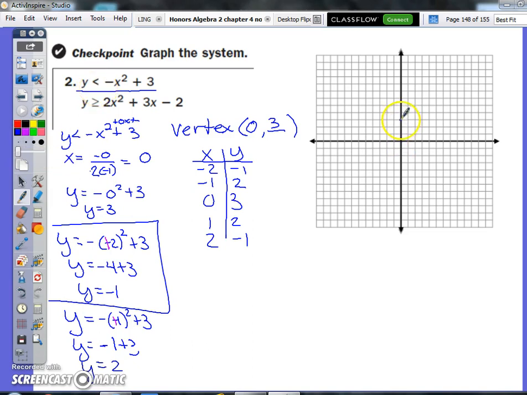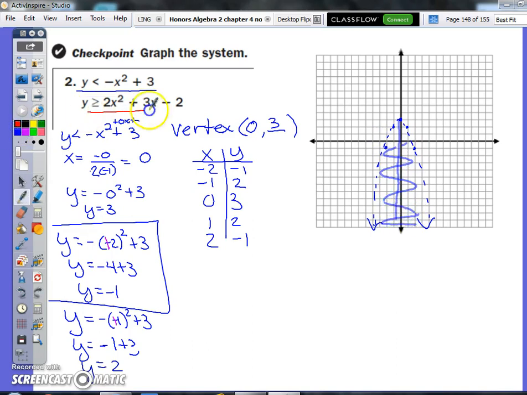So 0, 1, 2, 3, we know it's negative, so it's going to open down. So negative 2, negative 1, negative 1, 2, 1, 2, and 2, negative 1. We know that we're going to open down. Right? Little arrows at the end. And I'm going to shade this in blue so you know just slightly. And it's y is less than. So on the y-axis, it's all the numbers less than. So it's simply down here. Right?